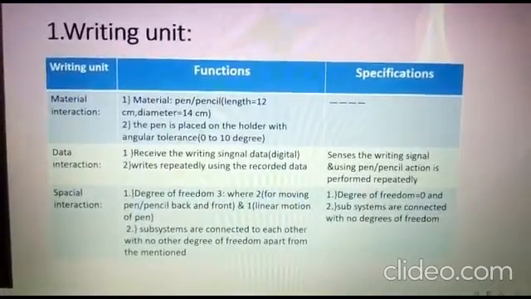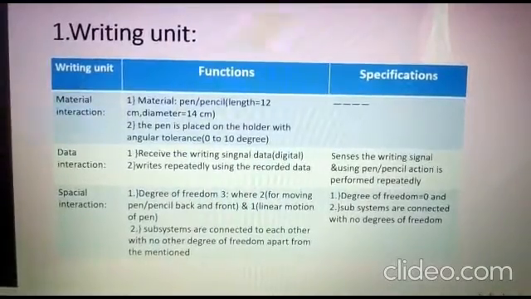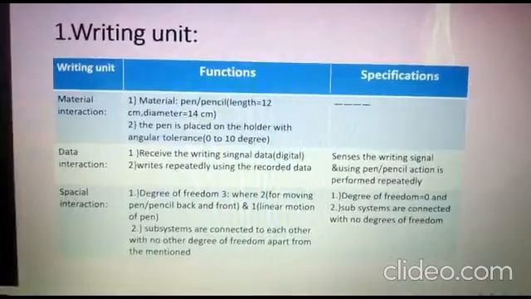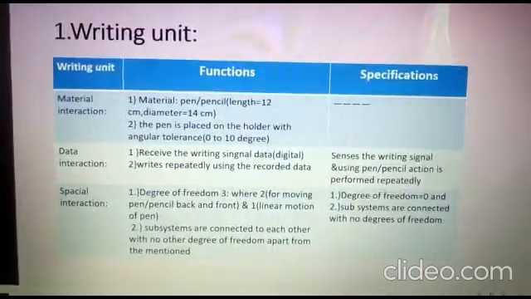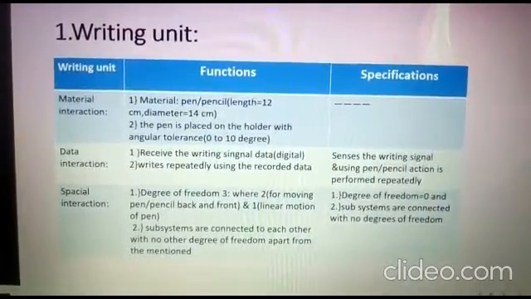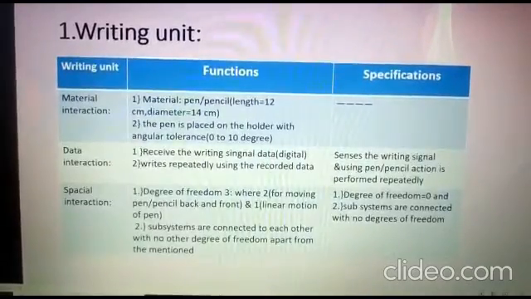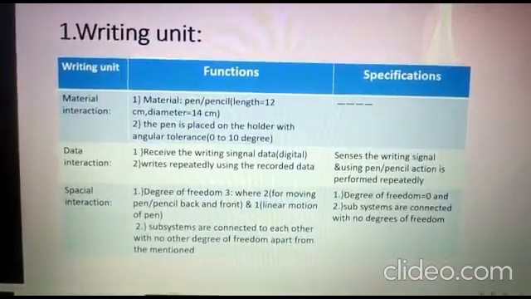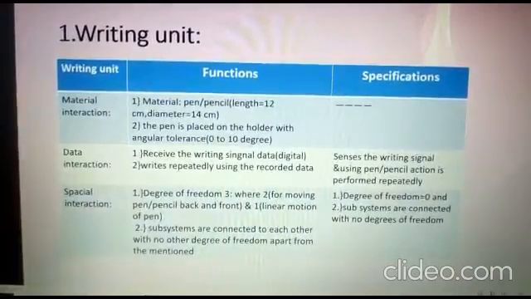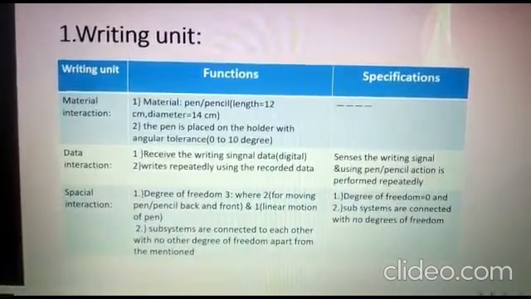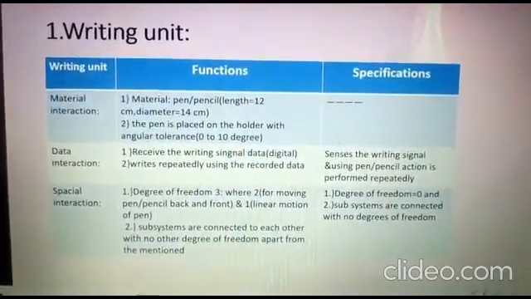Next, writing unit data interaction. The first function is to receive the writing signal data digitally, and the second function is to write repeatedly using the recorded data. The specification is to sense the writing signal and perform the pen or pencil action repeatedly. Third, writing unit spatial interaction. It should have 3 degrees of freedom, where 2 are for moving the pen or pencil back and front and 1 is for linear motion of the pen. The second function is that subsystems are connected to each other with no other degree of freedom apart from those mentioned. Its specification is degree of freedom 0 and subsystems are connected with no degree of freedom.